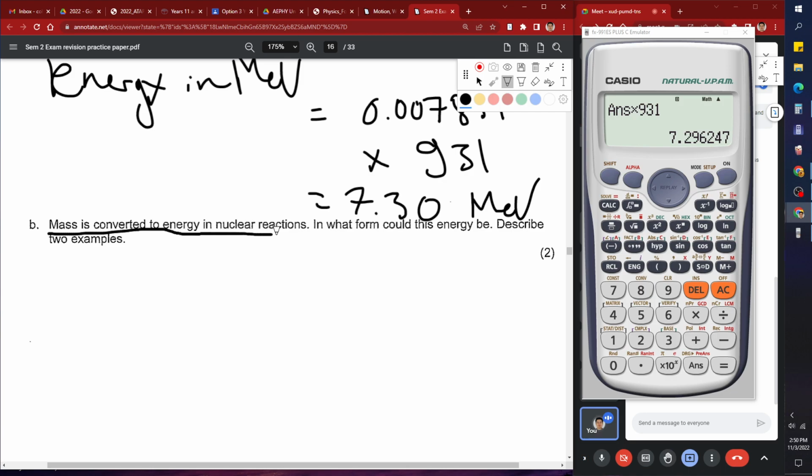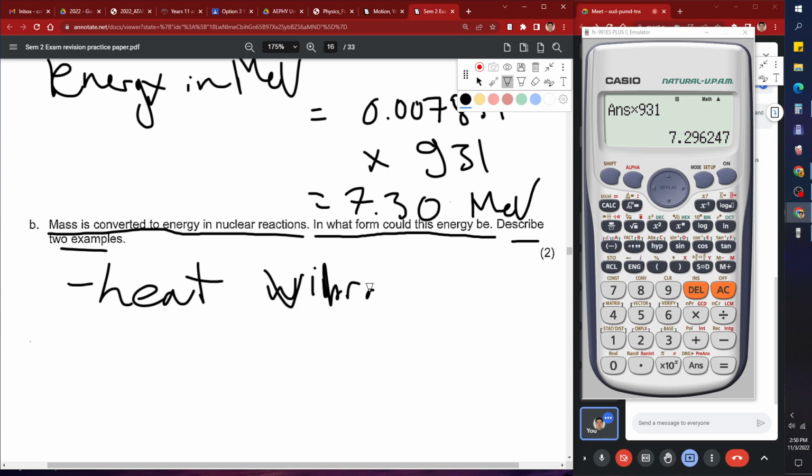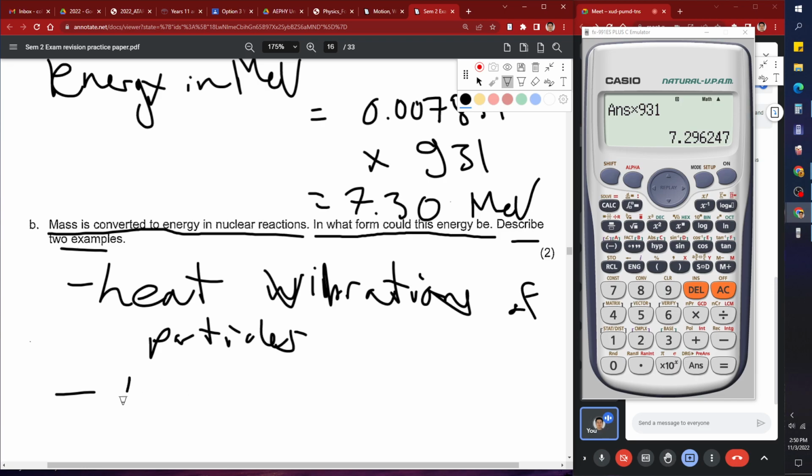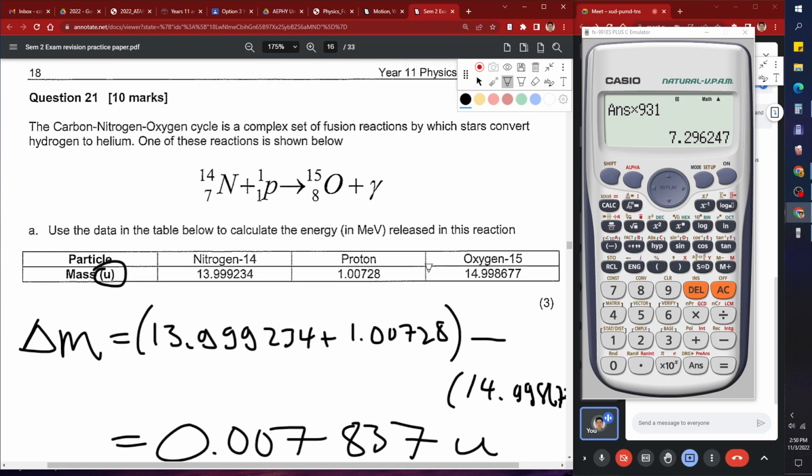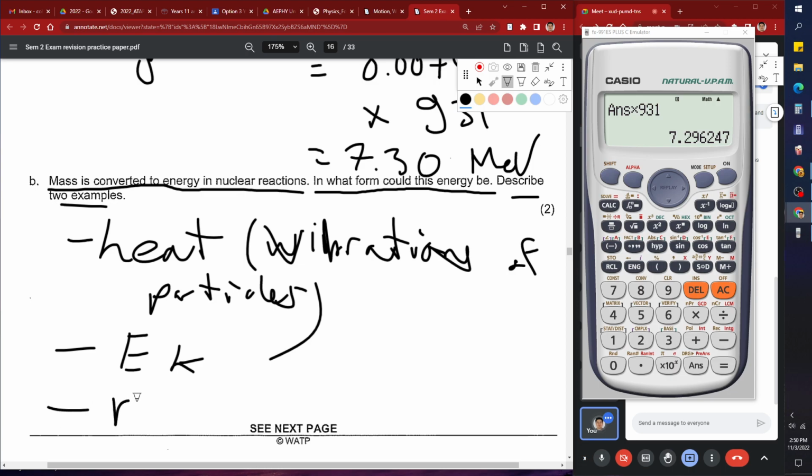Mass is converted to energy in nuclear reactions. In what form could this energy be? Describe two examples. Well, heat energy, right? Heat energy in the form of vibrations of particles of the daughter. It could be the kinetic energy, so the vibrations of heat, or the kinetic energy of the daughter. It could also be radiation in the form of gamma.